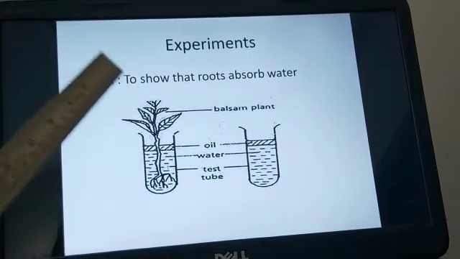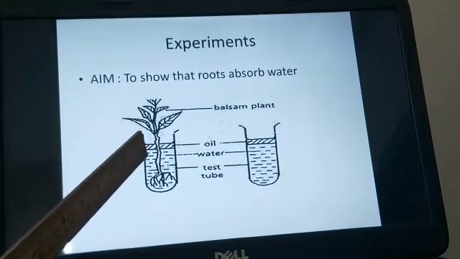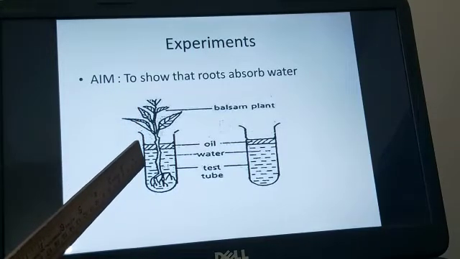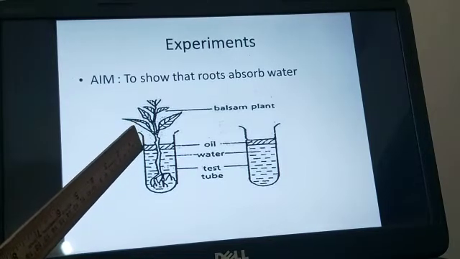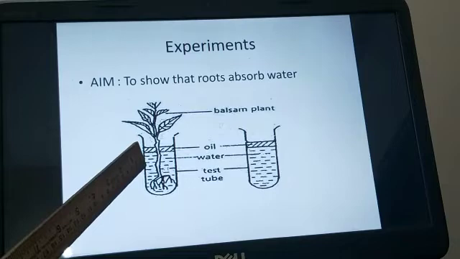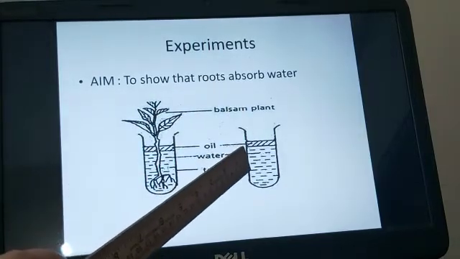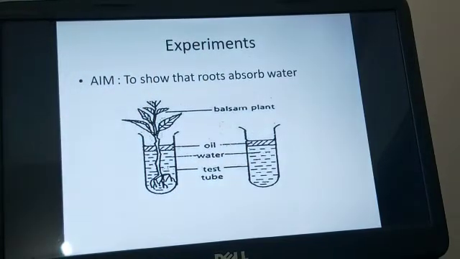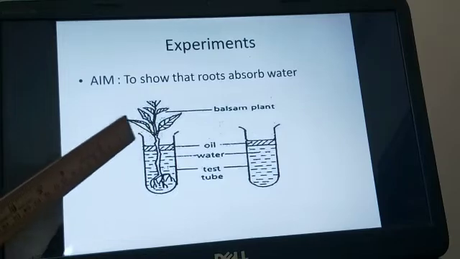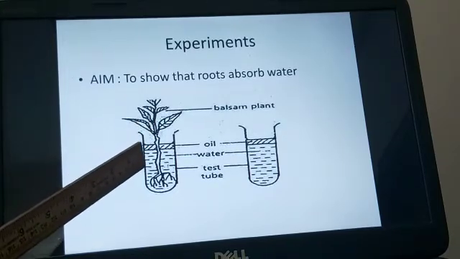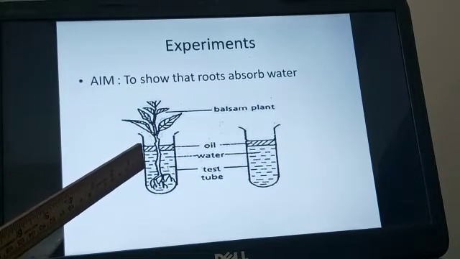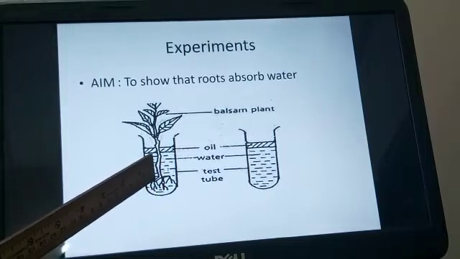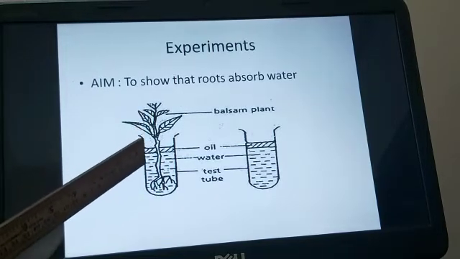You will observe that the water level present in this particular tube with the plant drops. So the water level keeps on dropping here, and when you see the level of water in the tube where there is no plant, the water level remains the same. Now here there are a couple of things which you have to understand. Firstly, when the water level drops in this particular tube, you can understand that the water is absorbed by the roots of the plant, because of which the water level is dropping.